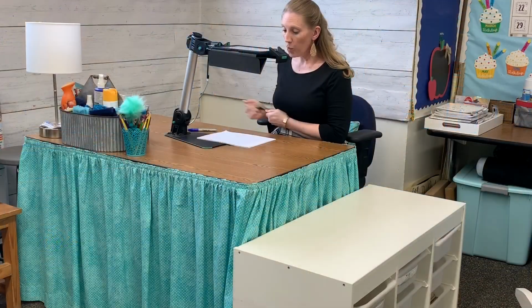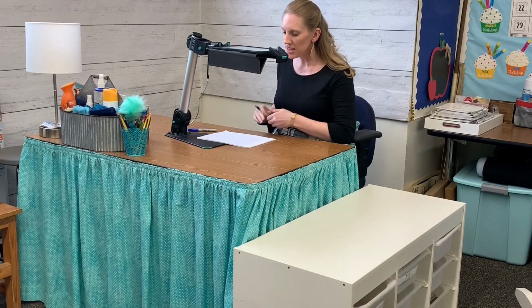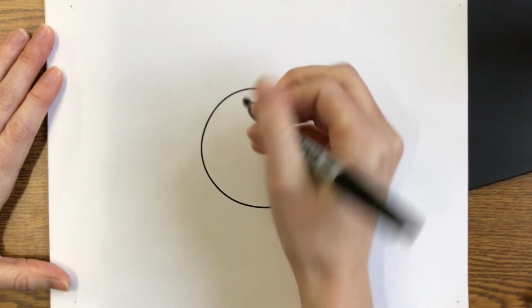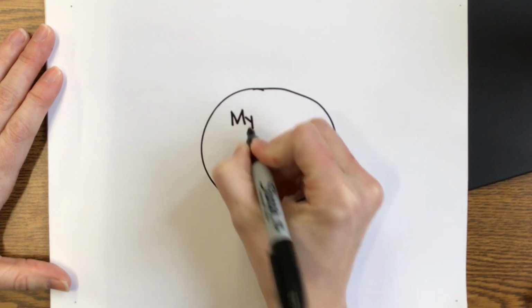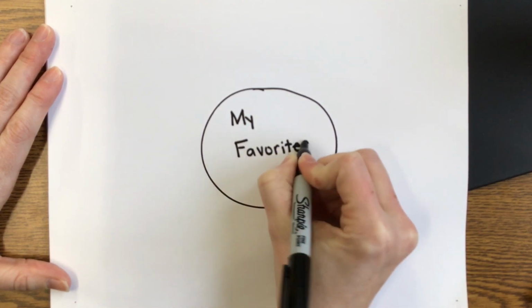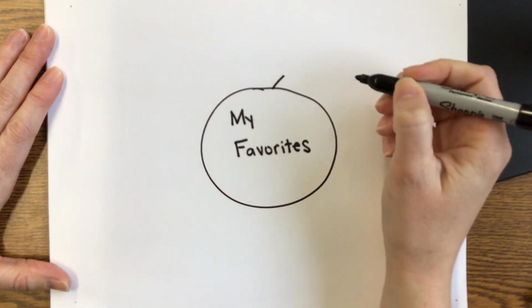This is when we come up with all of our ideas of things that we want to write about. Okay, we're going to start our brainstorming by thinking of some of our favorite things. The way I like to brainstorm is often with a web, so you can go ahead and make a circle in the middle of your paper, and we're going to call this my favorites. And then we're going to fill this up with the things that we love.